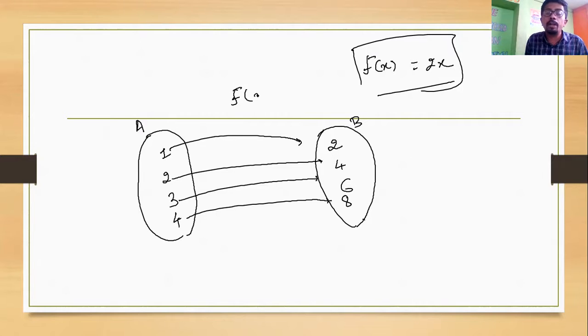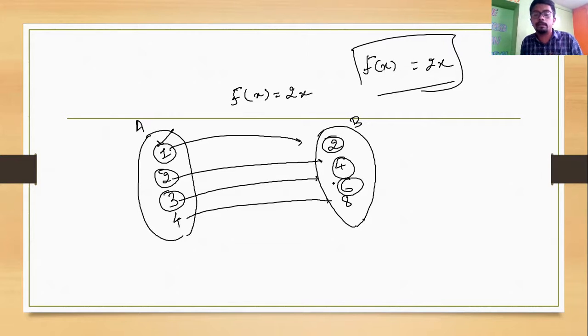The function is f of x is equal to 2x. When we have taken 1, 1 has the image 2. In the opposite set you have to check the image. You are picking 1, where will you check the image? In the other set. If you are taking 2, the image is 4. When you are taking 3, you are getting the image 6. When you are taking 4, you are getting the image 8. You can solve it like this also.